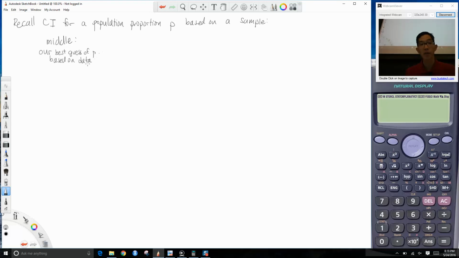p hat, exactly, plus or minus the margin of error. So we have p hat plus or minus. How do we make the margin of error? The z star from the table, and we multiply that by the standard error, which was the square root of p hat times 1 minus p hat over n. So here we have the critical value times the standard error.